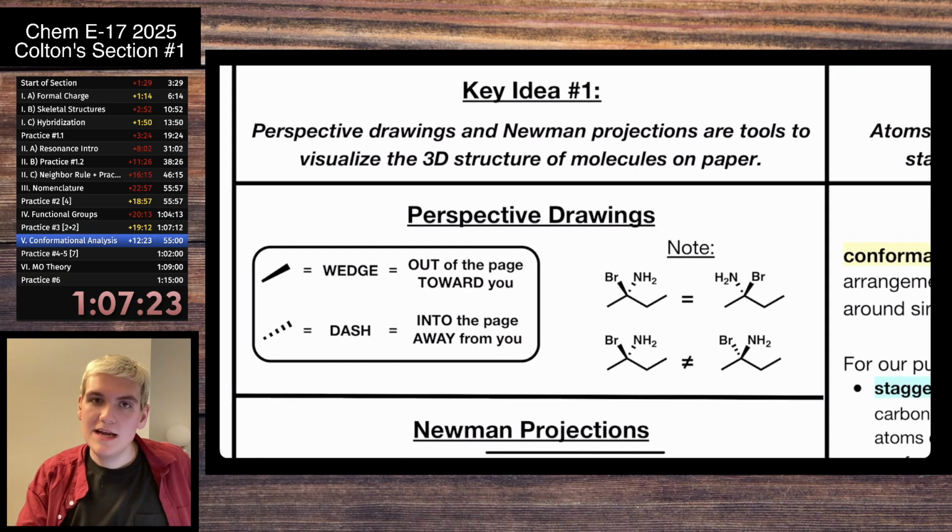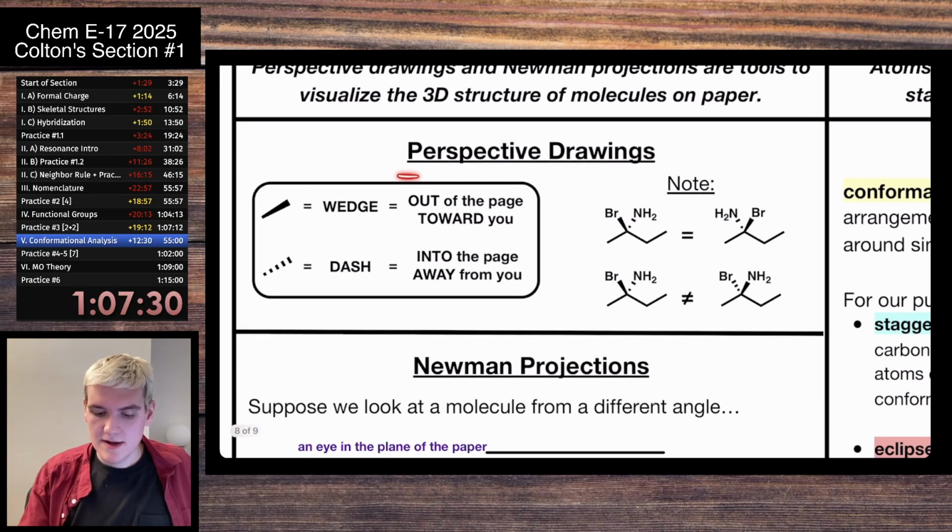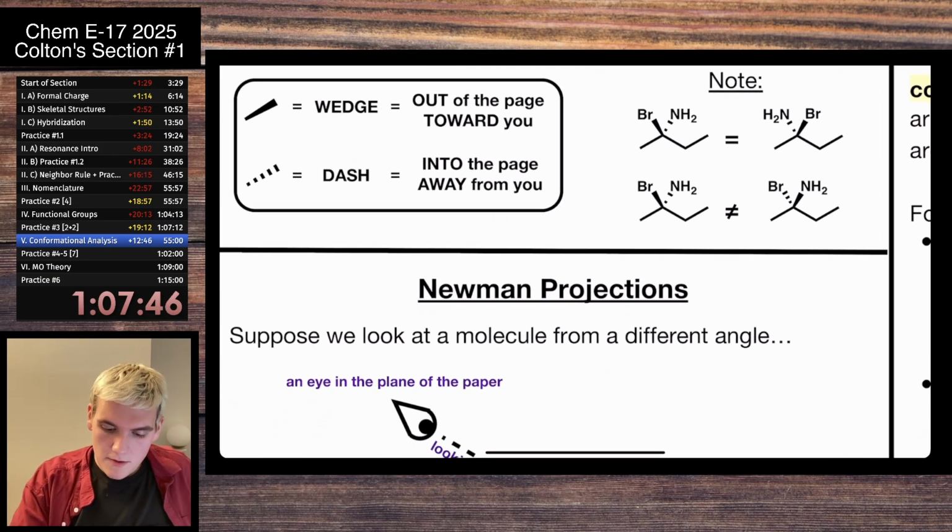Our two big tools so far are perspective drawings and Newman projections. Firstly, perspective drawings. This is using wedges and dashes to talk about things coming out of the page or going into the page. So wedge means something is coming out of the page at you, and dash means it's going away from the page, away from you. So here, the bromine's coming towards you. Here, the nitrogen's going into the page.